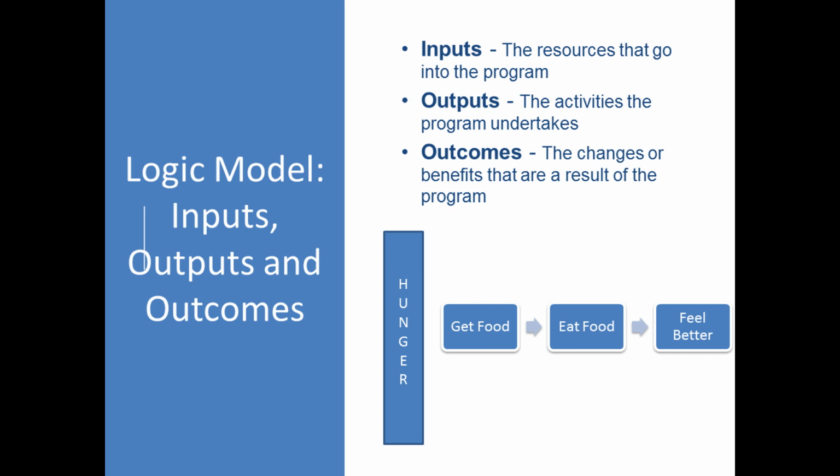Now, a short-term outcome related to getting food is eating the food. That's actually an outcome of getting the food. We can then eat it, and then we feel better. That is an outcome. Feeling better because we've eaten when we're hungry is actually an outcome. It's the change that's a benefit because of what activity happened.